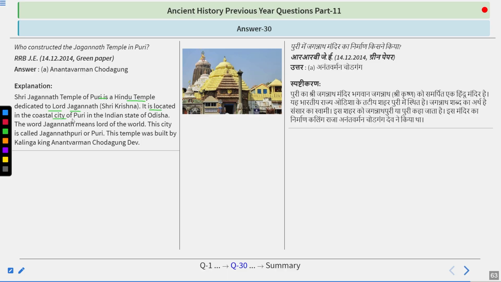It is located in the coastal city of Puri, Indian state of Odisha. The word Jagannath means Lord of World. This city is called Jagannath Puri or Puri. This temple was built by Kaling king Anant Varman Chauda Gung Dev. So do remember Anant Varman Chauda Gung. The construction of the temple is in Puri, and it is also known as the White Pagoda.